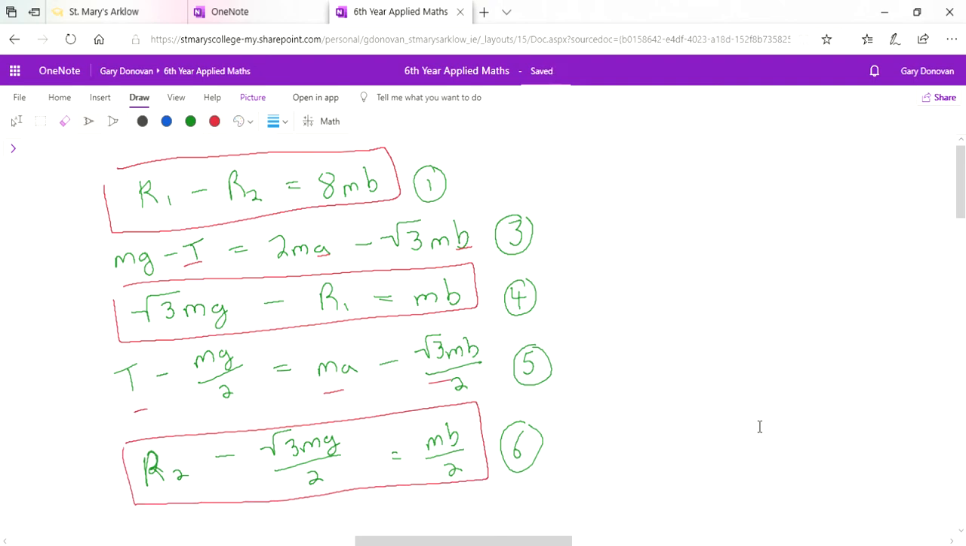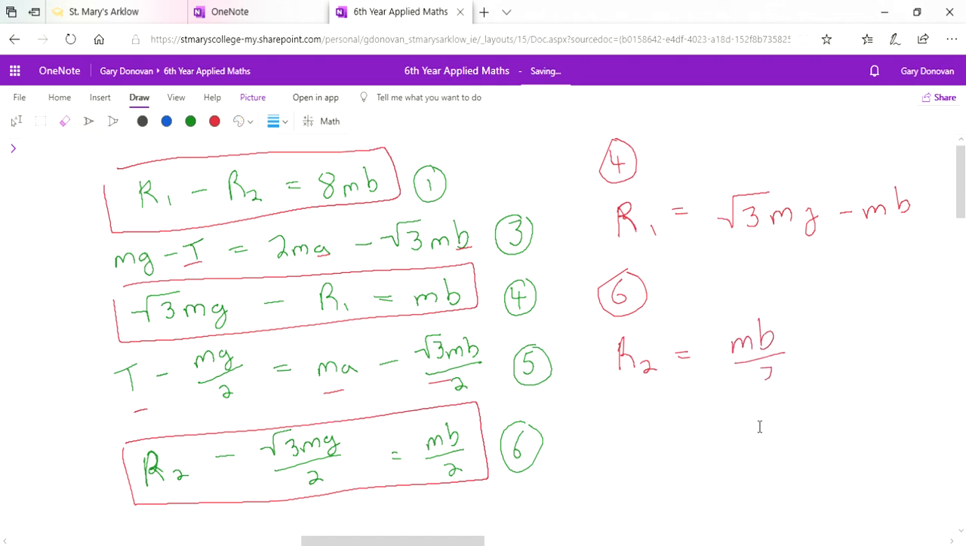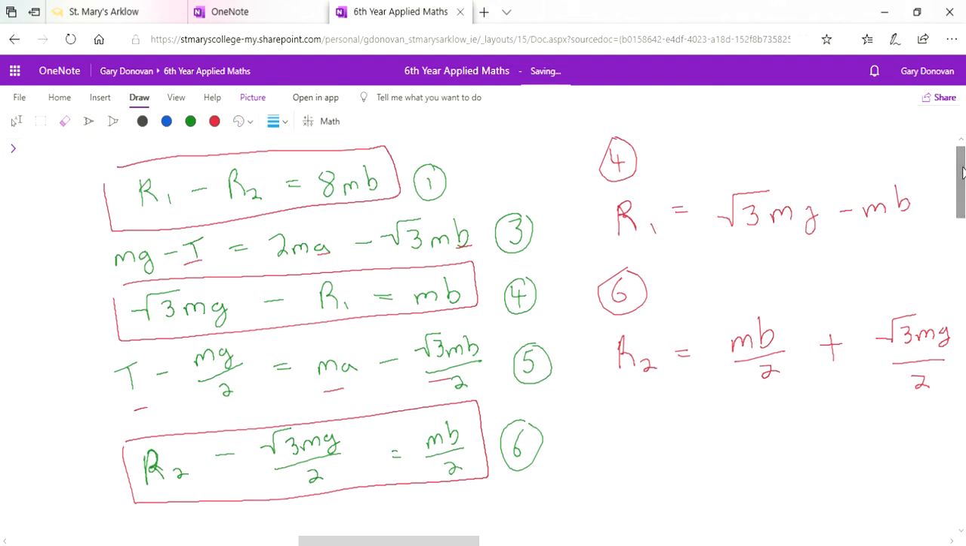What I'm going to do is rearrange equation 4 to give me R1 equals root 3 mg minus mb. And then I'm going to look at equation 6 to give me R2 equals mb over 2 plus root 3 mg over 2. And it makes it look like I've done this really quick, but obviously I've thought this through already. And what I'm going to do is sub those into equation 1. Sorry, there's something going wrong with the pen here. That's why the writing's getting even messier.